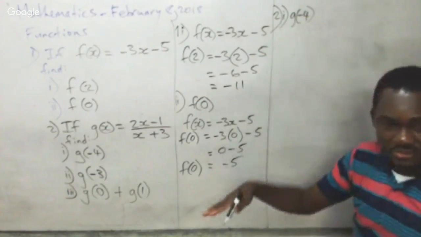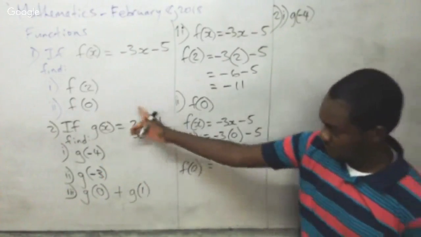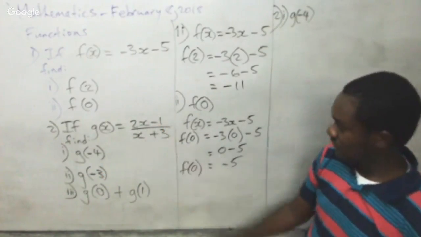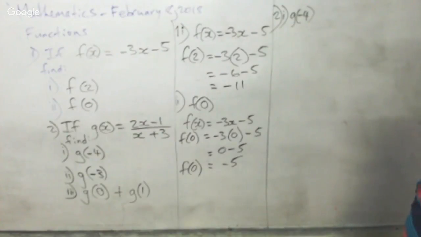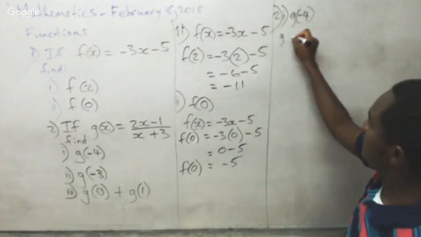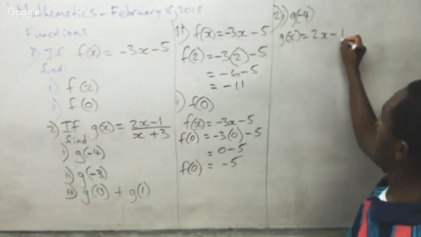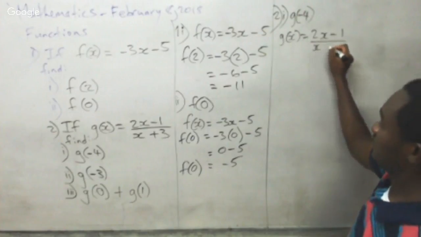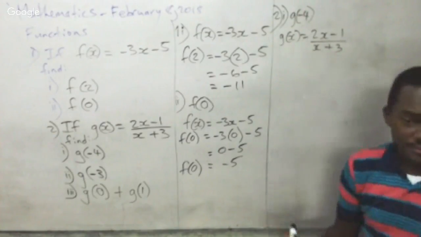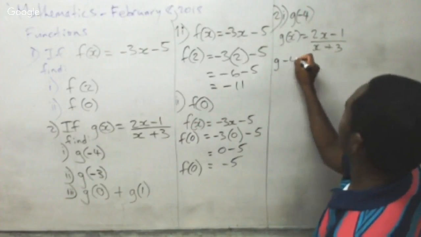So in our case, our function now is called g. This is the function: g of x is equal to 2x minus 1 over x plus 3. And our input is going to be negative 4. This is nothing difficult. There's no need to freak out. Input, g of negative 4.